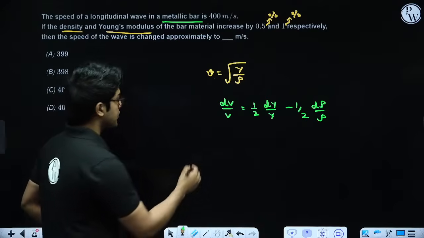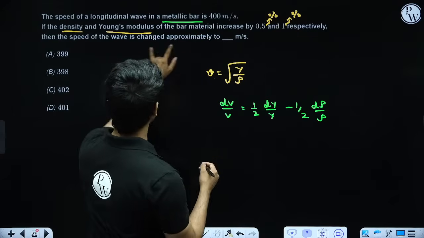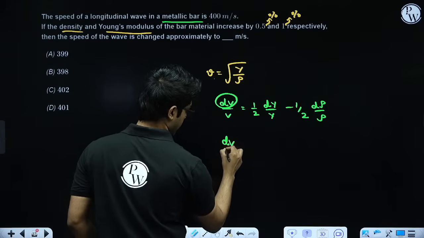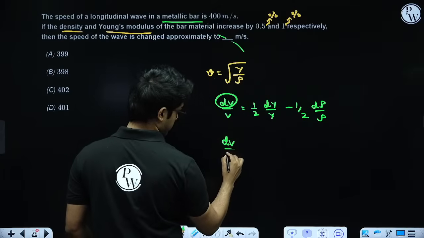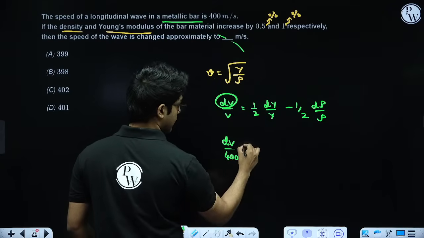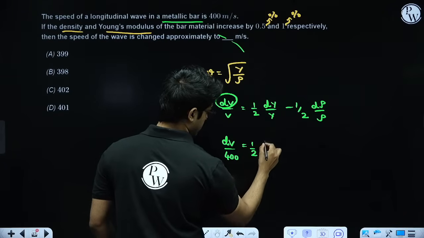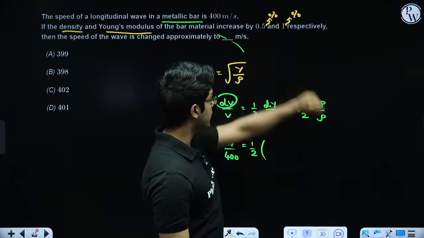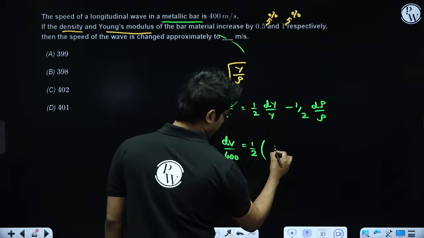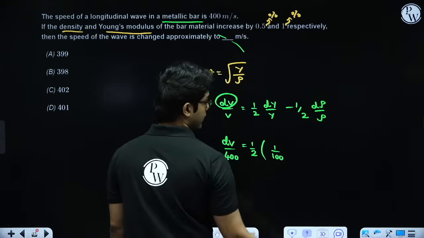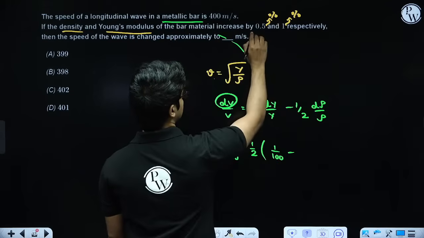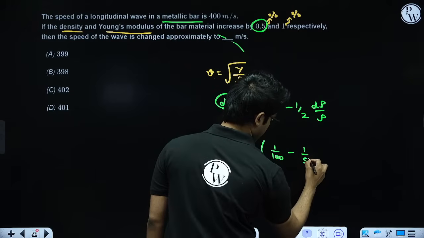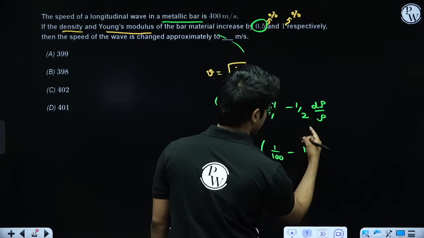So what we need is the change in the speed, this dV. So dV divided by the original speed, which is 400 meters per second, is equal to half the percentage change in the Young's modulus. The Young's modulus is increased by 1%, so this will become 1 by 100, right? Minus d rho by rho. The density increased by 0.5%, so this will be 0.5.